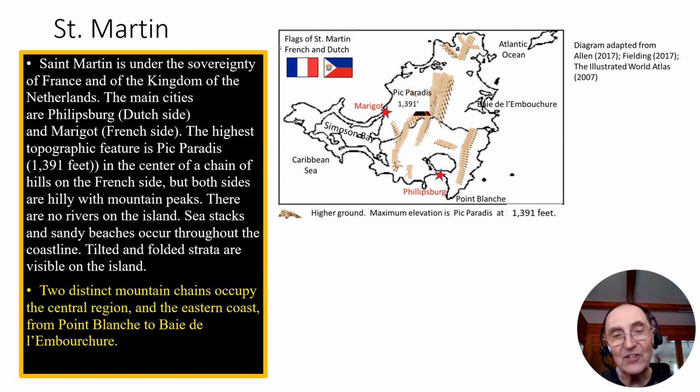Now, sea stacks and sandy beaches occur throughout the coastline, and tilted and folded strata are visible on the island. Again, in reference to the sketch map, notice that two distinct mountain chains occupy the central region and the eastern coast. The latter goes from Point Blanche to Baie de l'Embouchure.